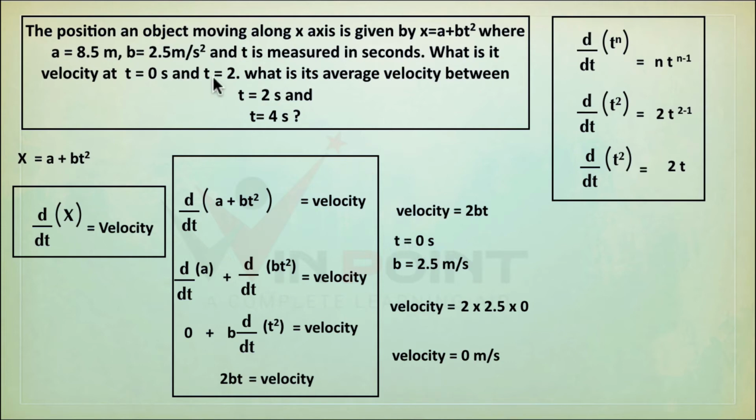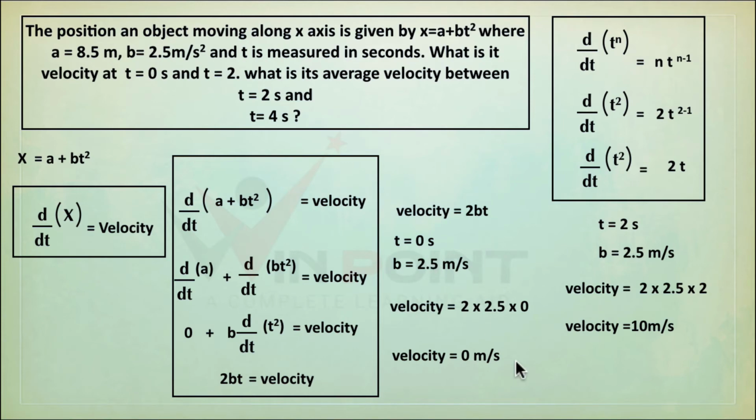Now we need to find the velocity at t equal to 2. T equal to 2 second, b equal to 2.5, which is given in the question. Then we can write the velocity: velocity is equal to 2 into 2.5 into 2. The equation is 2bt. We are substituting the value of b, 2.5, and the value of t, 2 seconds. So 2 into 2.5 into 2 is equal to 10 meter per second. This is the velocity at t equal to 2 second, and at t equal to 0 second, the velocity is 0 meter per second. Okay, now we have solved the first part of the question.